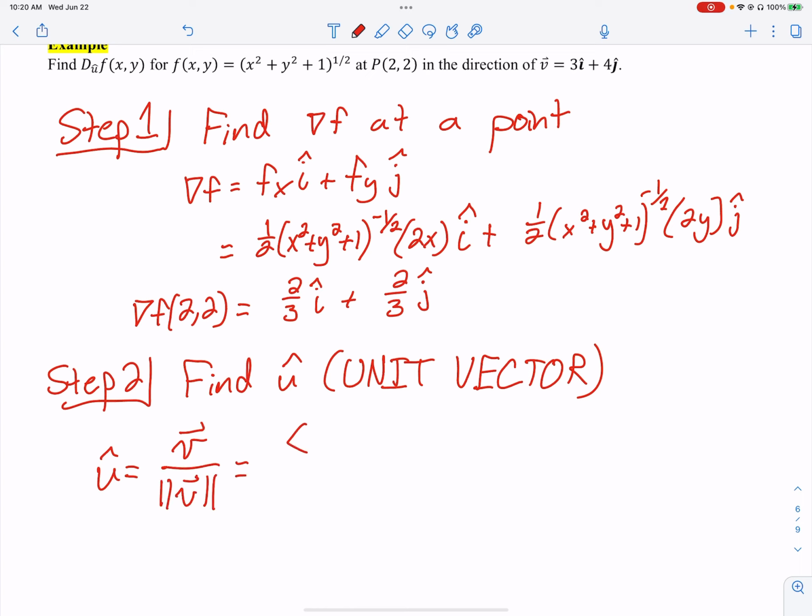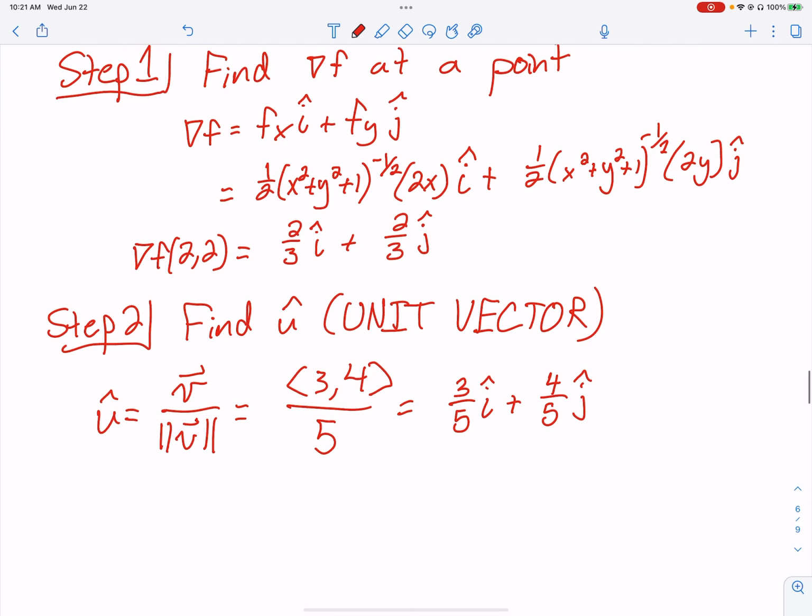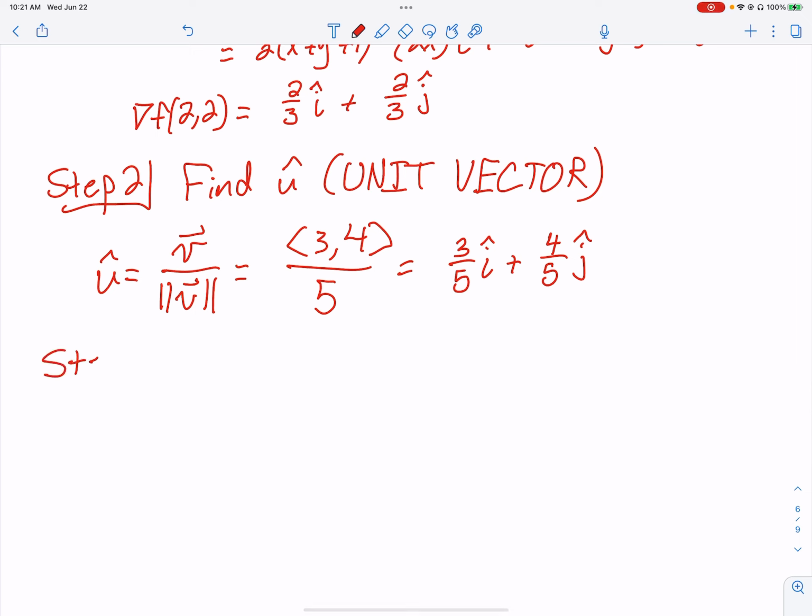All right, so I have the vector 3, 4. Hopefully you can see the magnitude. It's 5, a 3, 4, 5 triangle. So we get the vector 3/5 i plus 4/5 j. I'm switching back to i, j and k since the one up there is that way too. And then step 3, the reason we found both of those is now we just know that the directional derivative is the dot product of those two.